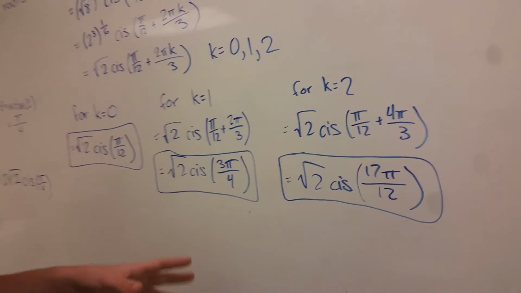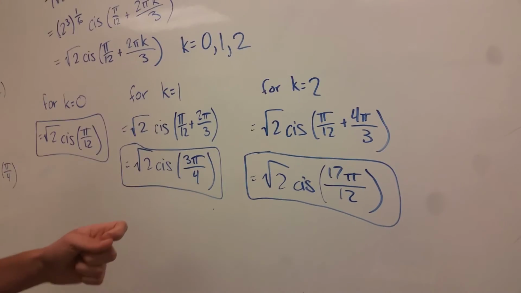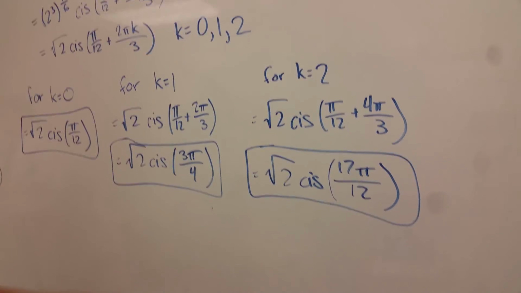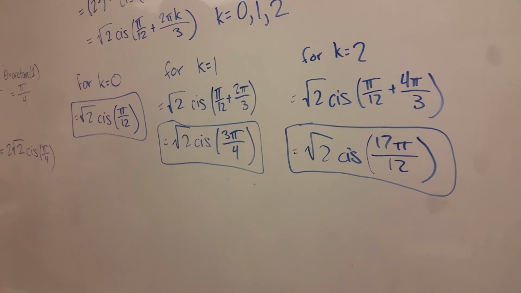For k equals 2, finally, you get the same thing up front, and the argument becomes pi over 12 plus 4 pi over 3, which, when you add them together, becomes 17 pi over 12. So these three are your roots of the original imaginary number.